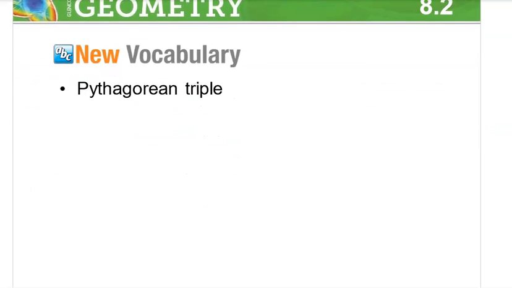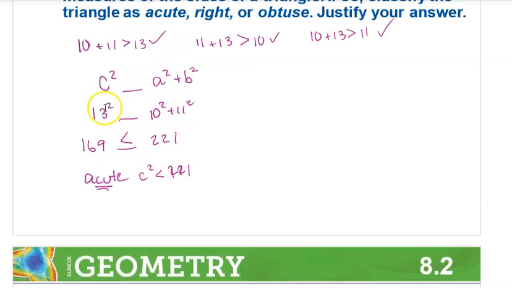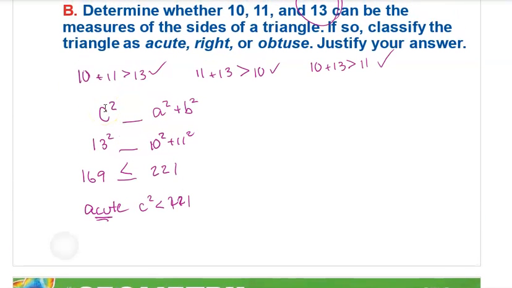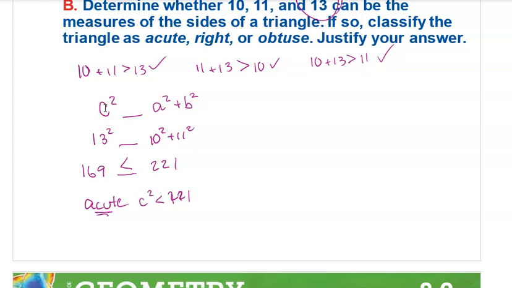So there you go, Pythagorean theorem. That's what we're all about. Oh, if this one had been equal, it would have been a right triangle. Remember, if c squared is greater, it's obtuse. If c squared is less, then it's acute. If c squared is equal, it's right. And that's the end.